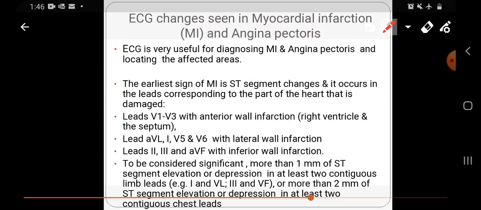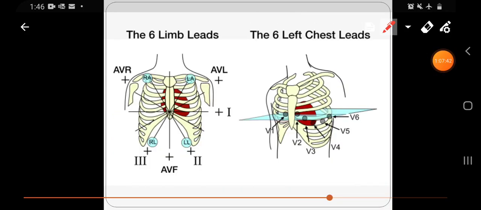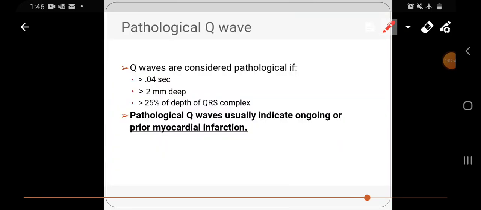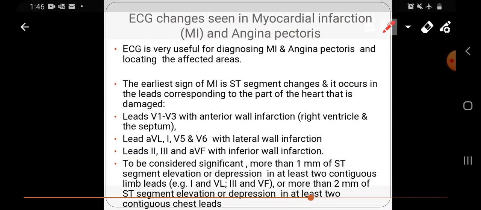Okay, I think this is the last thing that we will talk about, which is the ECG changes that we can see in myocardial infarction and in angina pectoris. Now, you know the difference between myocardial infarction and angina pectoris.